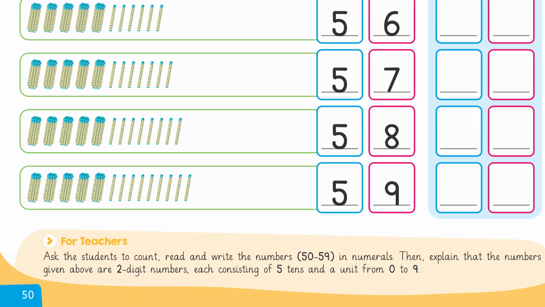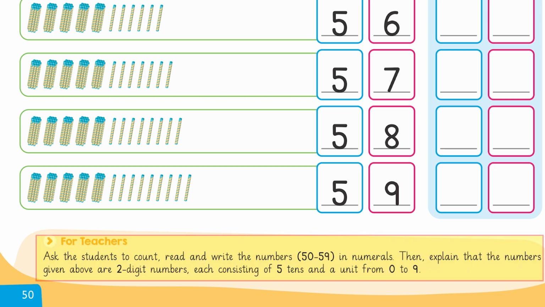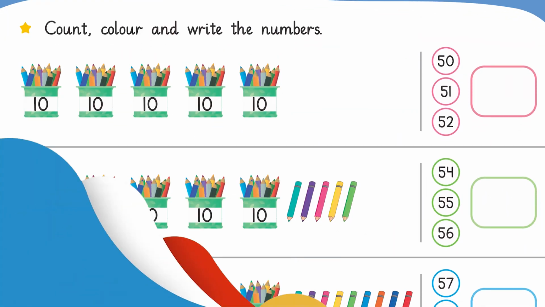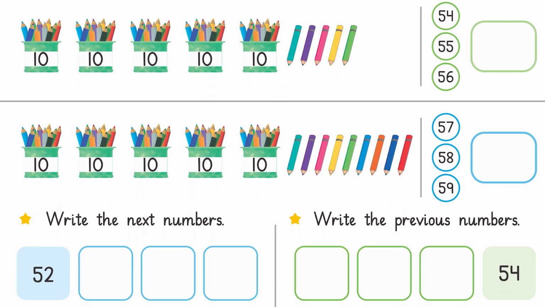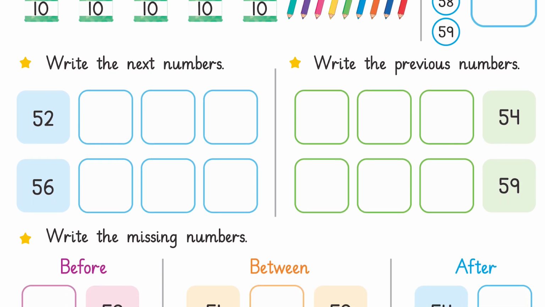Dear teachers, there is a point for you. Ask the students to count and write the numbers from 50 to 59 in numerals. Then explain that numbers given above are two-digit numbers, each consisting of 5 tens and a unit from 0 to 9. Okay, so those were some questions on 50 to 59.